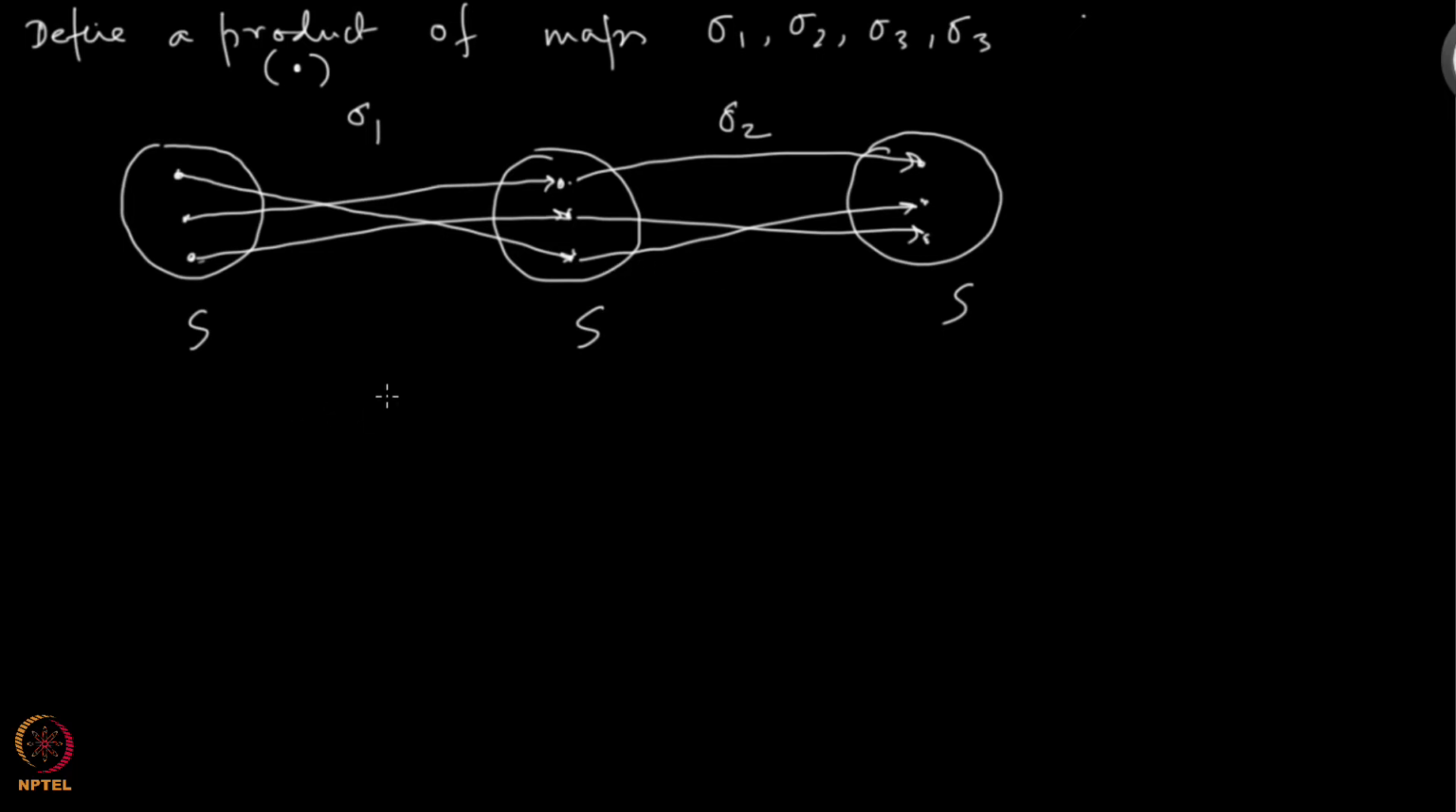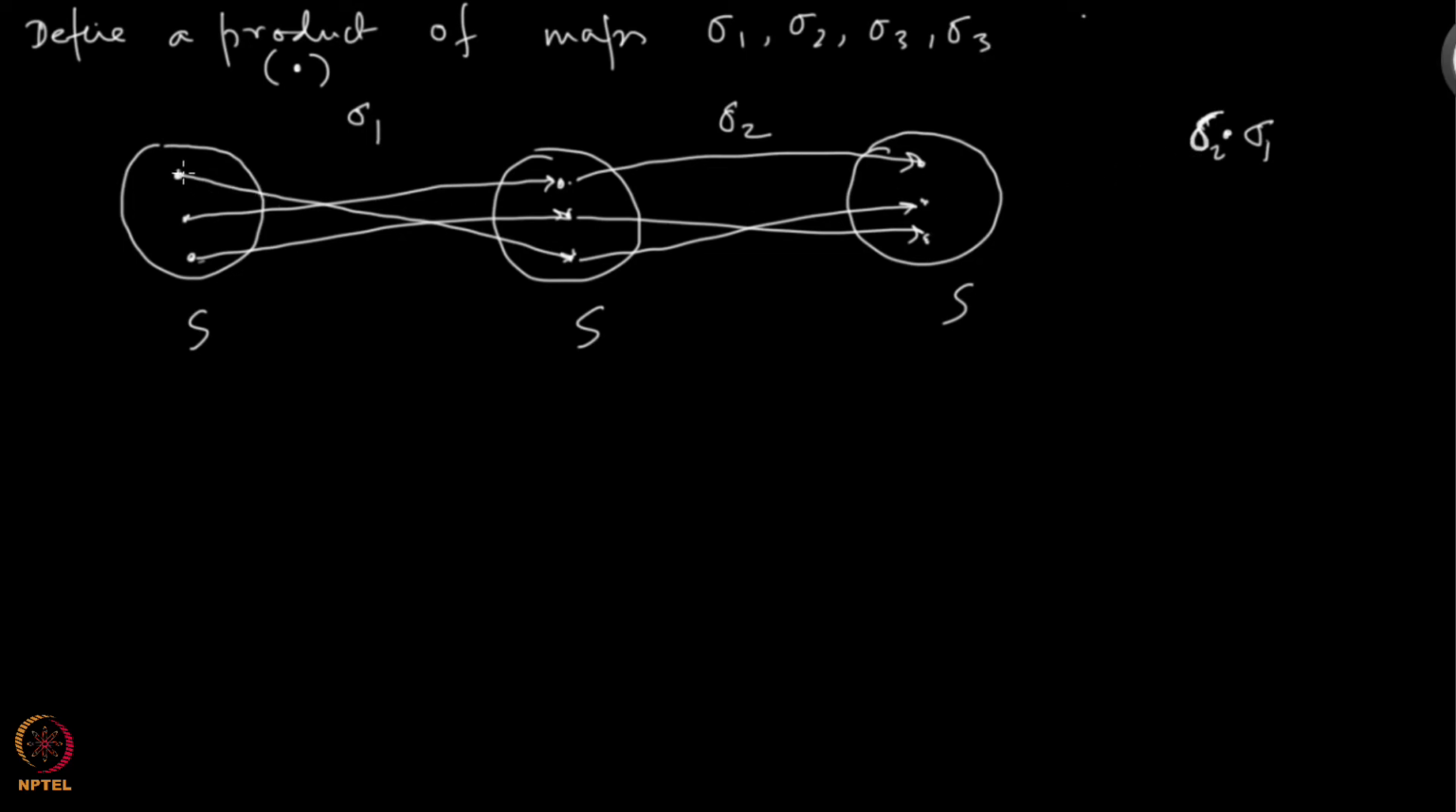Now, we can define a composition. You have sigma 1, sigma 2, and that composition is what I mean by product. So, product of maps sigma 1 and sigma 2, what do I mean by that? I am looking at the composition of sigma 1 and sigma 2. So, sigma 1 takes these elements there, and then sigma 2 does this. So, what does sigma 1 followed by sigma 2 do?